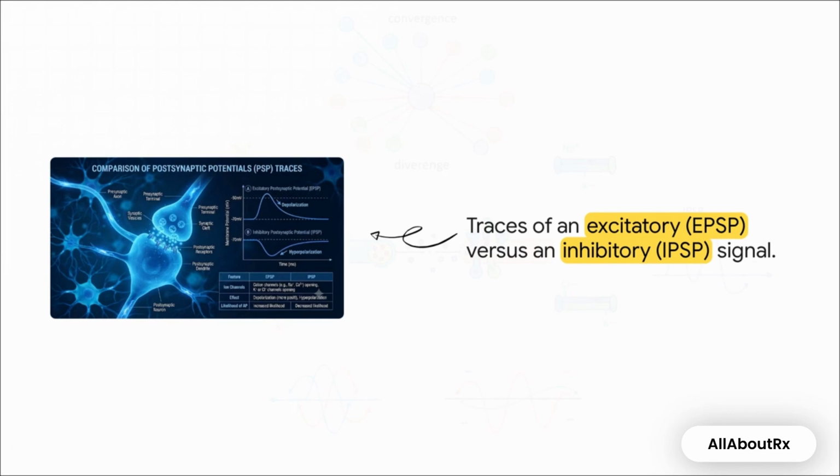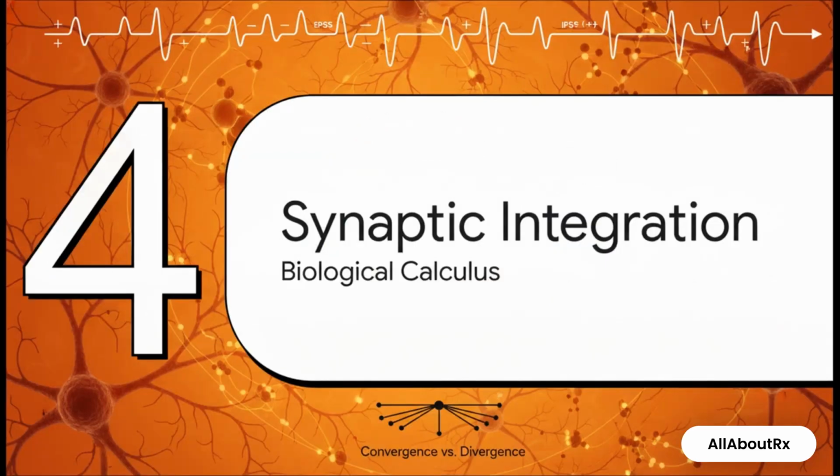And this brilliantly illustrates the difference. Looking at the traces here, the EPSP creates a slight upward bump in the membrane potential, moving it closer towards that critical threshold. Conversely, the IPSP causes a downward dip, making it actively harder for the neuron to fire. Section 4. Synaptic Integration and Summation. Here's the thing.